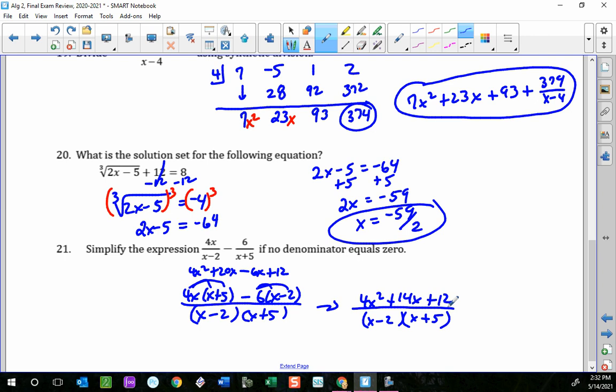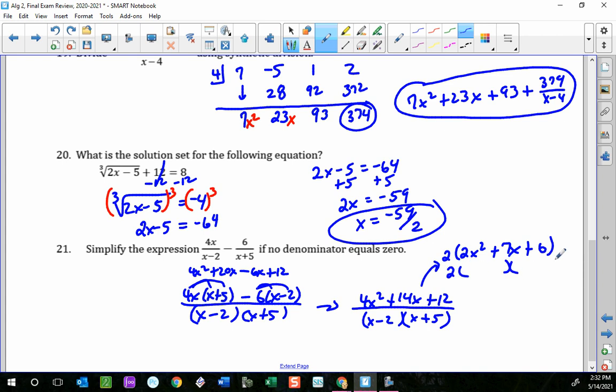Now, technically, I should check to see that if I factor the top, if anything cancels, but we're not going to be that mean to you. It doesn't. And so, we're all done here. But let's check real quick. I can take a 2 out. That leaves me 2x squared plus 7x plus 6.